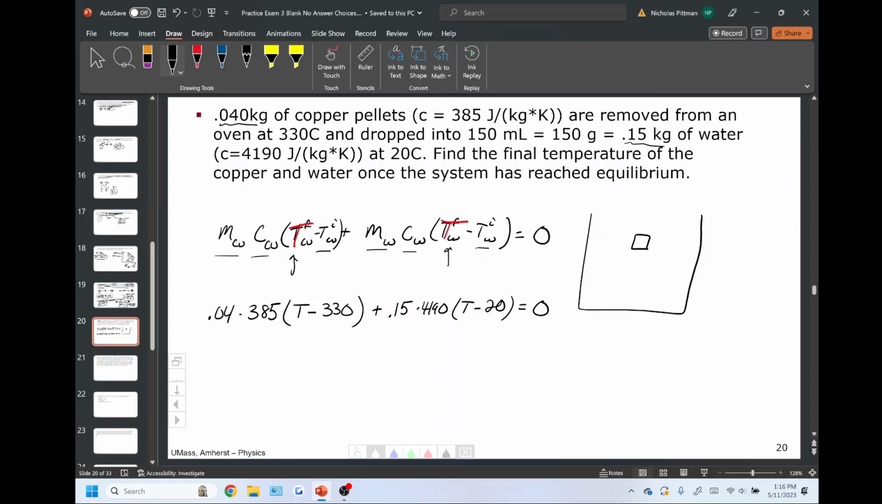Okay, now this is going to be a little gross to solve. I'm just going to find this number and distribute it. I'm going to have to do that on both terms. It's going to be a little gross, but it's important to know how to do this in principle. Okay, so this number right here is 15.4. So the first term is 15.4 T minus 5082. Okay, that's from foiling that. Okay, now on to the second term. This number right here is 628.5.